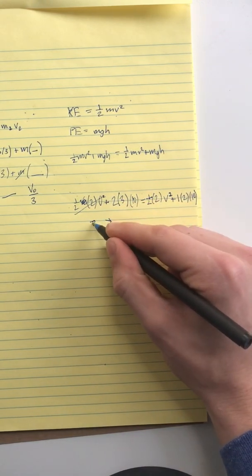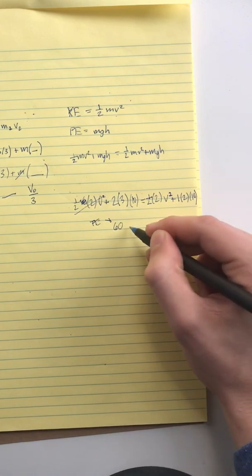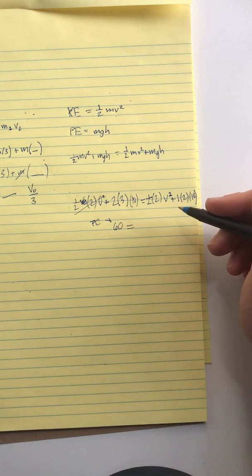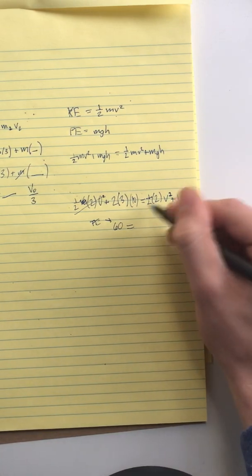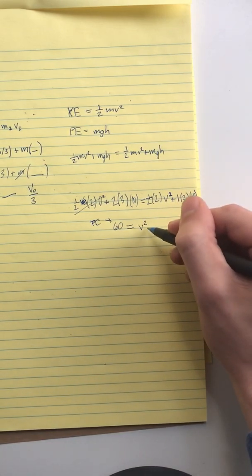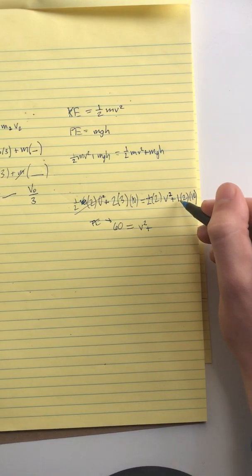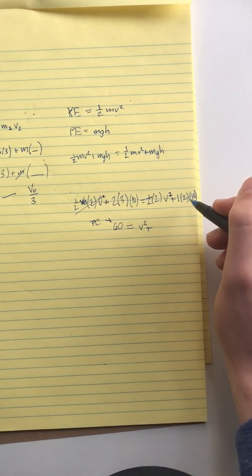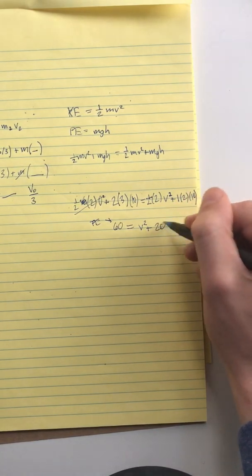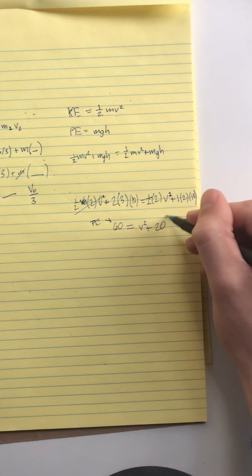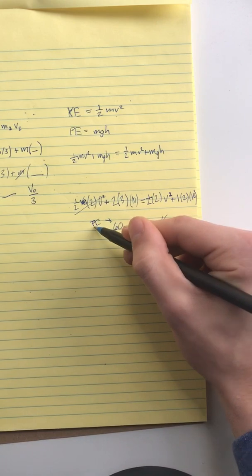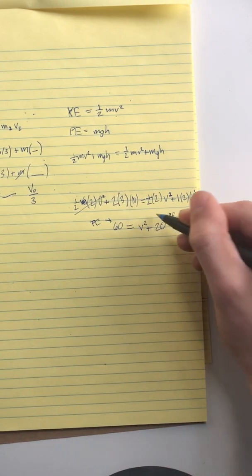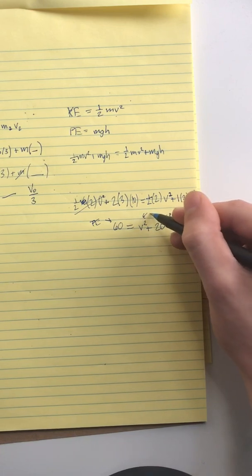That's all that is, potential energy. 60 equals 1/2 times 2 times v squared. So that simplifies just to v squared. And then plus 1 times 2 times 10, which is 20. So we can simplify this. And remember, that's potential energy. This is potential energy as well. And then this is the kinetic energy element.